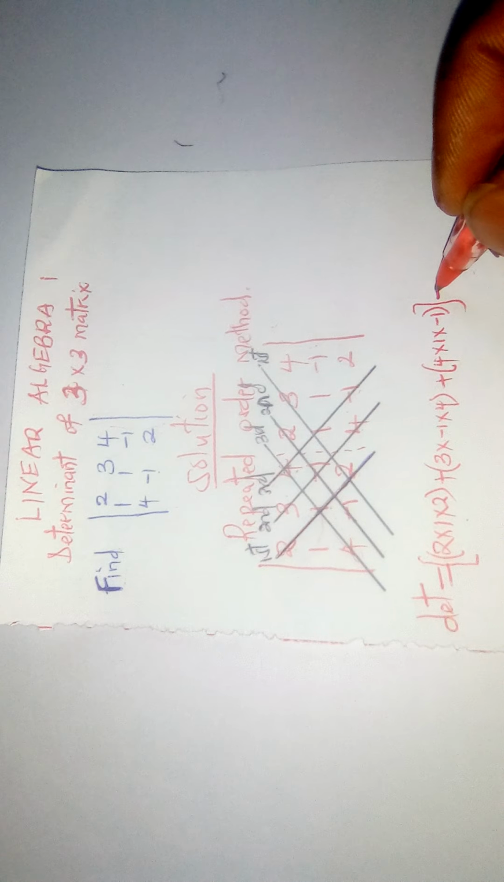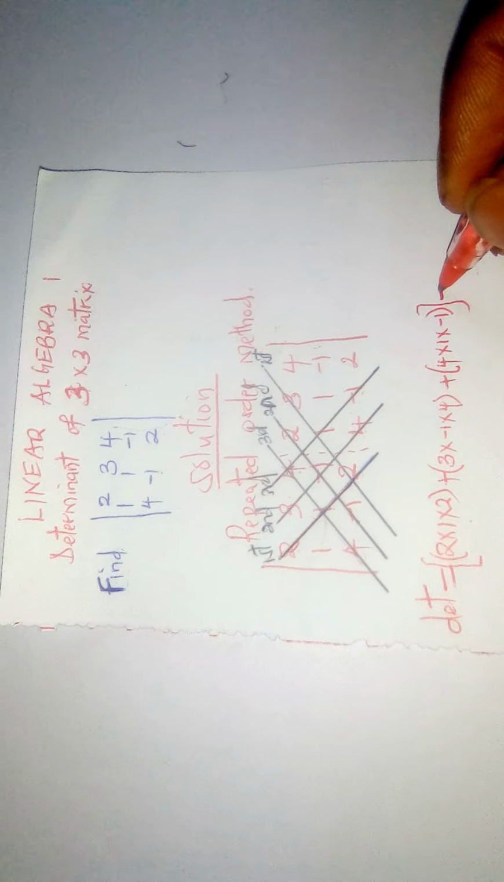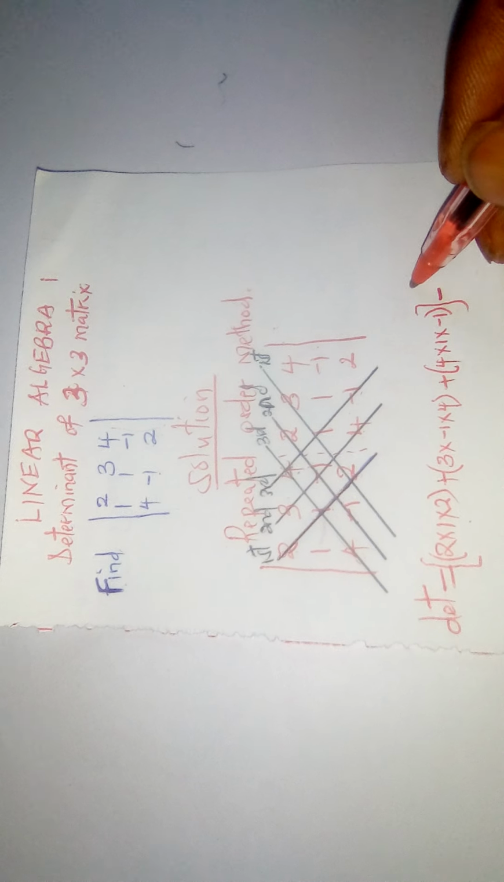Now friends, after that, put a big bracket there to separate the first, second and third diagonal on this side from the other one. Now the sign here should be a difference. That is a subtraction sign. So you need to put a subtraction sign there. Then you move to the second side. So you put a big bracket, then you begin.